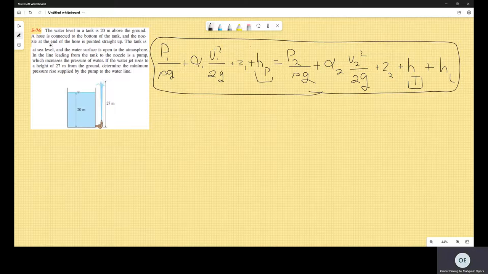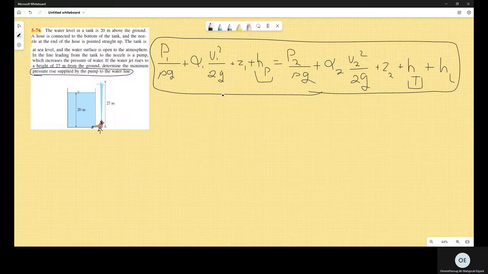Now, coming back to the question, he wants us to calculate the pressure rise supplied by the pump to the water line. The pressure supplied by the pump is the pressure difference between the inlet and the outlet of the pump. This is the pump. He wants us to calculate the pressure difference across the pump, because the pump always increases the pressure of the fluid, while the turbine reduces the pressure of the fluid. So here it increases the pressure. So we have delta P, and we want to calculate this delta P.